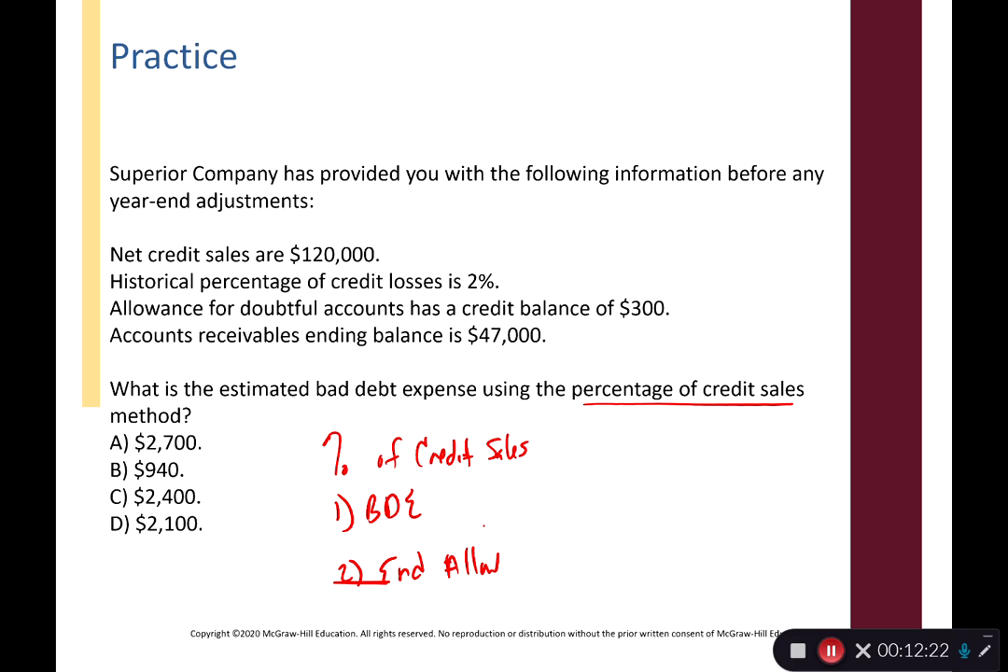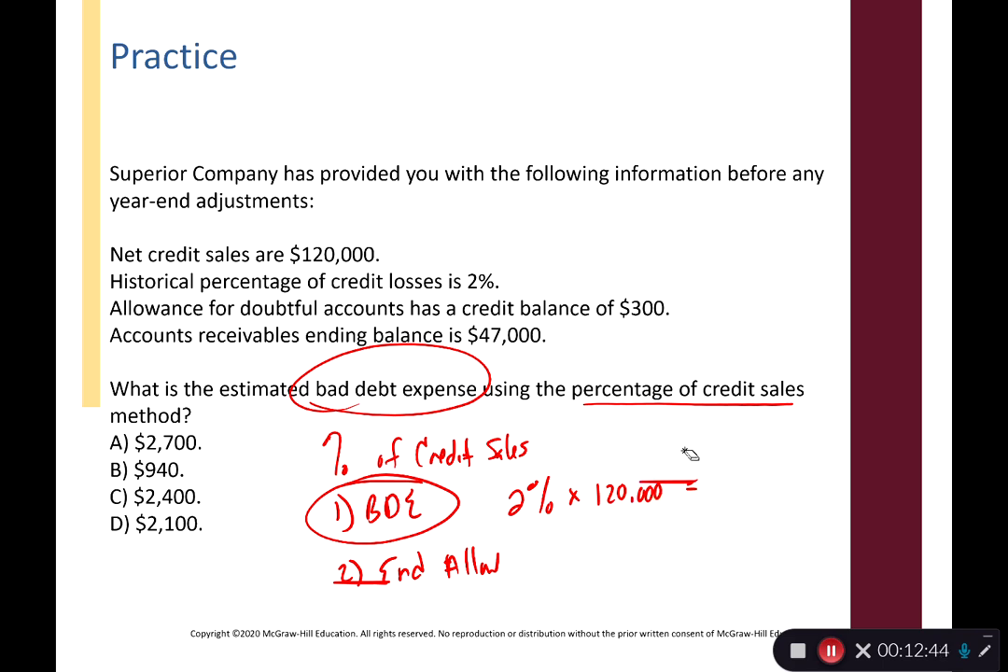So you figure out what method the company is using, whip out your 2 steps. Then what is the question asking you for? It wants bad debt expense, so I circle bad debt expense. That's going to remind me to stop at step 1. So to get bad debt expense, I take the percentage uncollectible, which is 2%, and then I multiply by the net credit sales, which is $120,000. That's going to get me $2,400, which is the answer.